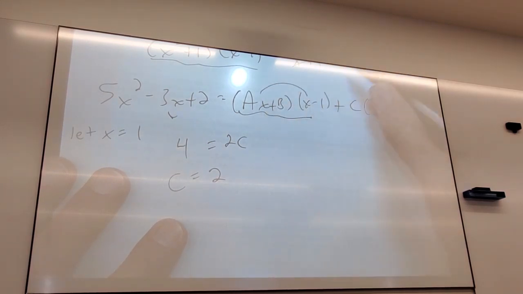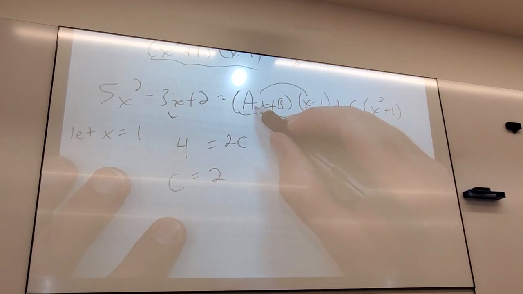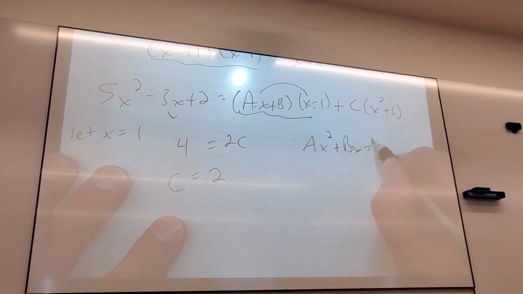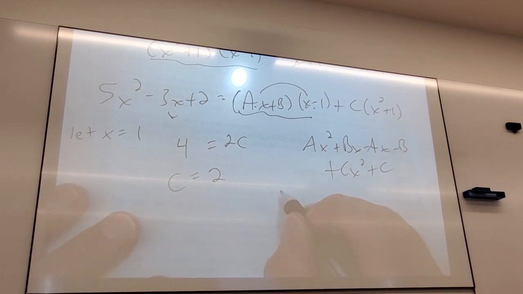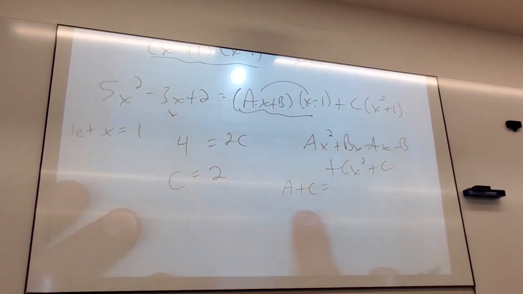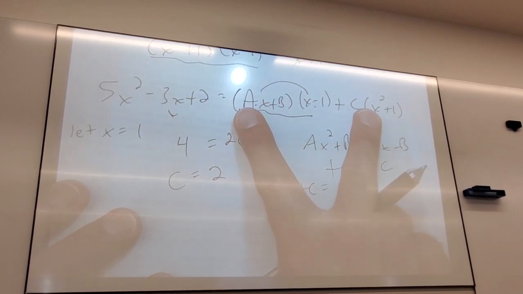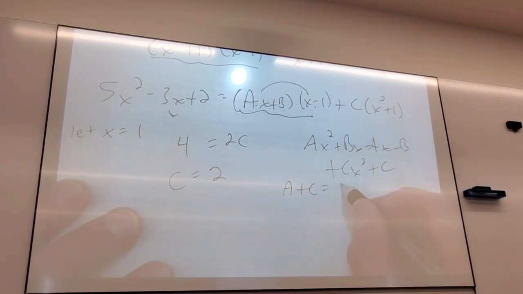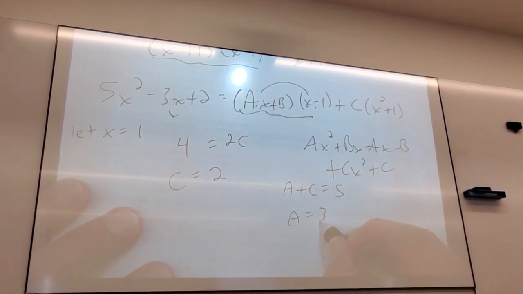We're pretty much out of time, but the next step would be, do you see how that's ax squared? Yes? If you FOIL this out, that would be ax squared, plus bx minus ax minus b plus cx squared plus c. So if you multiply it all out, what must a plus c equal? They're in front of x squared, correct? So what must a plus c equal? 5. We know c is 2, so a must be 3.